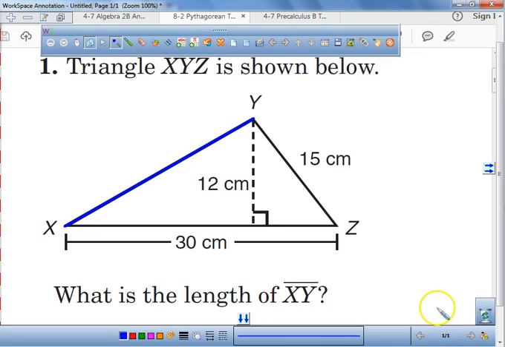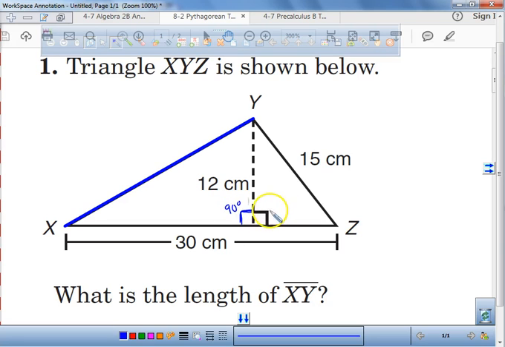Okay? Now, right now, I know for a fact that I have a right triangle right here because there's a right angle, which means that this angle right here also has to be a right angle. So if you would, just label that 90 degrees and 90 degrees.